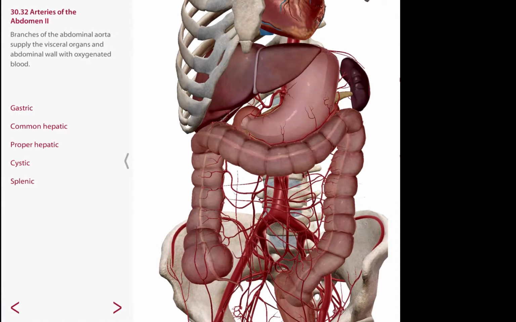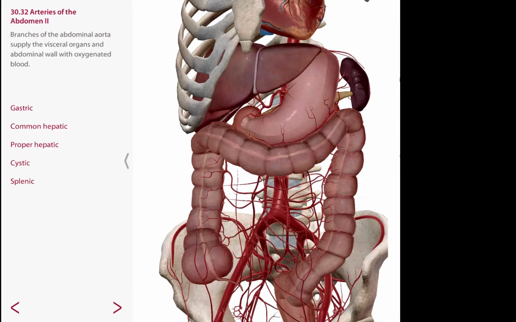One thing I do want you to notice about a lot of the arteries of the abdomen is that their names come from the structures that they serve. So gastric would serve the stomach. Common hepatic and proper hepatic would serve the liver. Now the common hepatic, anytime it's common, you know that it splits. So part of the common hepatic is going to feed other structures, and they're not all stomach. It actually splits off. Part of it goes to the liver and part of it's going to go to the stomach.